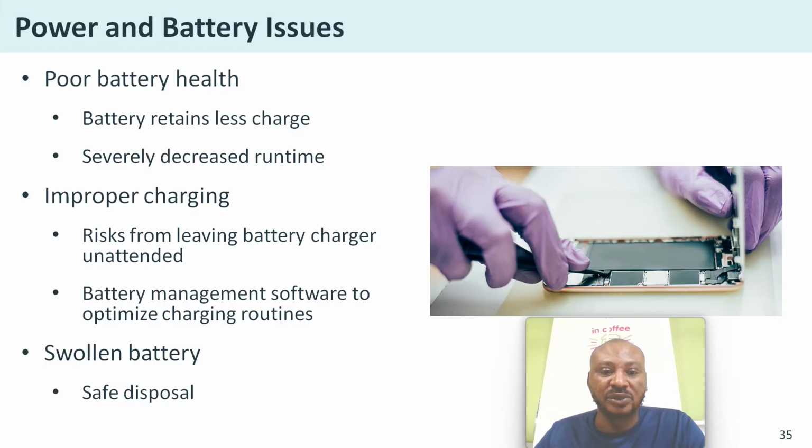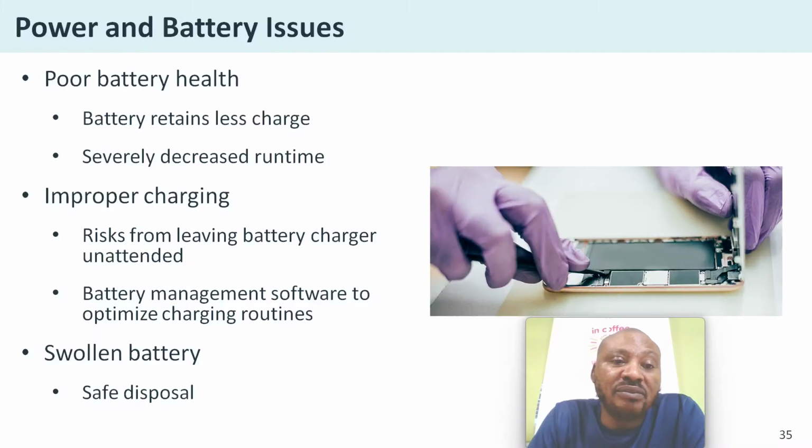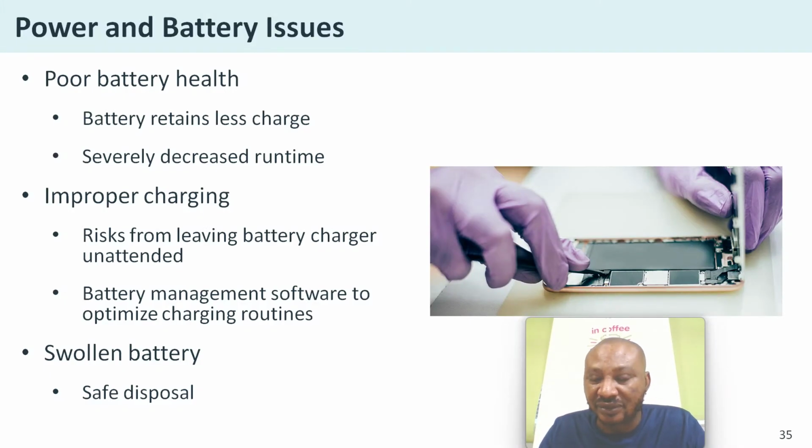Yeah, troubleshooting mobile devices. Okay, poor battery health, what do you do? Poor battery health means the battery retains less charge and the runtime severely decreases. When you have these kinds of symptoms, it means your battery is poor, the health of the battery is going down, so you have to go and replace it. After a while, you notice that if the battery used to charge to 100% when you're working on your laptop, it now starts dropping to 90. All these are discharge and decreasing runtime. These are signs of poor battery health, right?